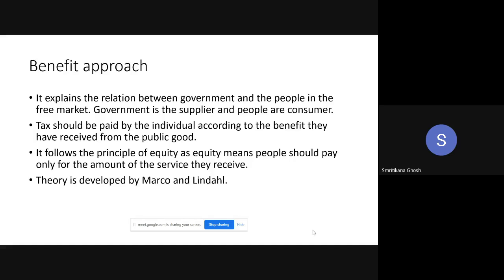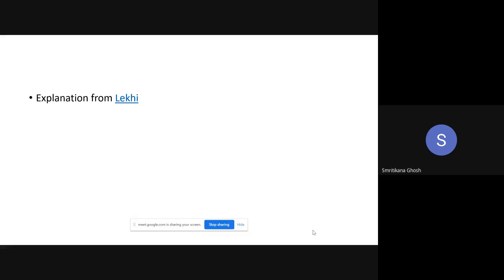which are provided by the government. So this is the benefit approach, which was actually developed by Marco and Lindahl. We have already discussed Lindahl, but that was something different: it is the tax share, how the tax is shared among individuals. But this is somehow related to the benefit approach. So I'm going to the explanation part.